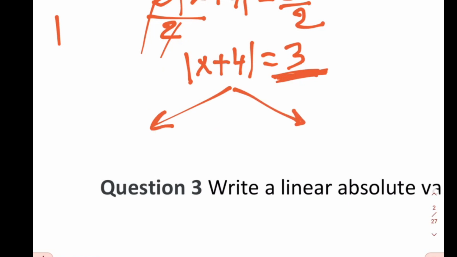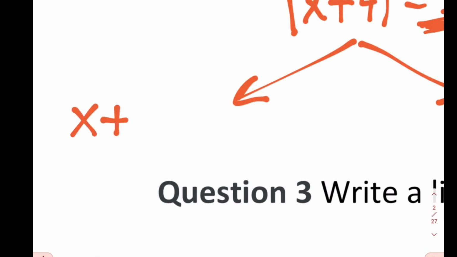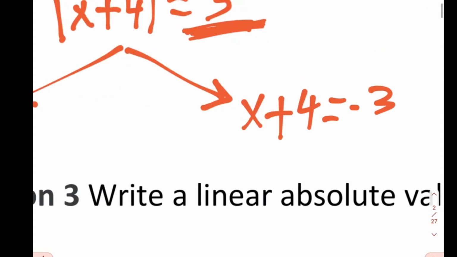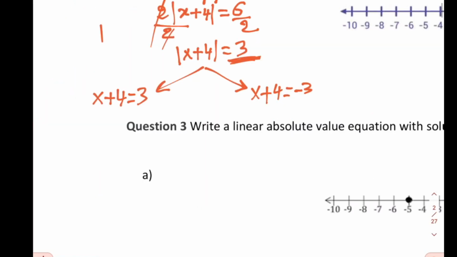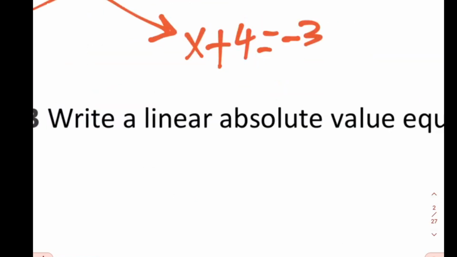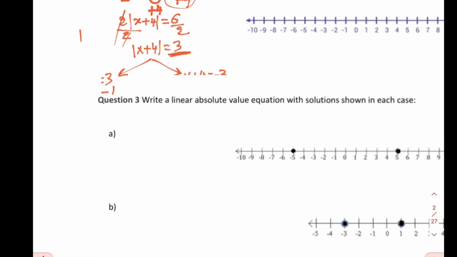We say no solutions. Here you get two equations, x plus 4 equals 3 or x plus 4 equals negative 3. Both of them, when you take absolute value, you get 3. This gives you x equals, by subtraction, you subtract 4, you get negative 1. And this gives you, same by subtraction, you take away 4, you get negative 7. And these are your two solutions.